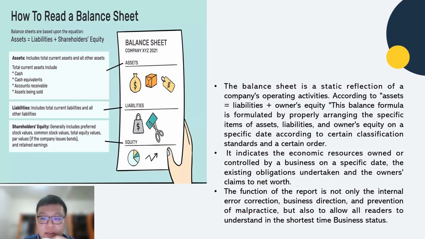Balance sheet is a static reflection of a company's operating activities. According to assets equal liabilities plus owner's equity, this balance formula is formulated by properly arranging the specific items of assets, liabilities, and owner's equity on a specific date according to certain classification standards and certain order. It indicates the economic resources owned or controlled by a business on a specific date, the existing obligations undertaken, and the owner's claims to net worth. The function of the report is not only internal error correction, business direction, and prevention of malpractice, but also to allow all readers to understand the business status in the shortest time.